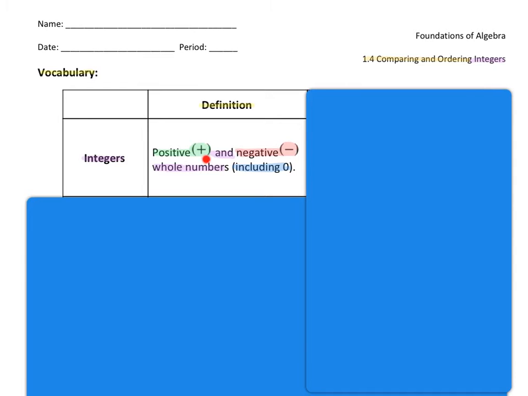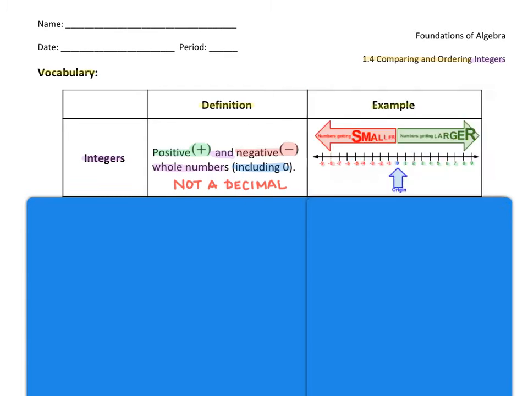Integers are positive and negative whole numbers including 0. So in other words, an integer is not a decimal. The best example to visualize what integers are is by using a number line. Because on this number line, if we number them without using decimals, we notice that 0 is in the middle, and we have negative numbers to the left on the number line, and the numbers are getting smaller the further you go to the left.